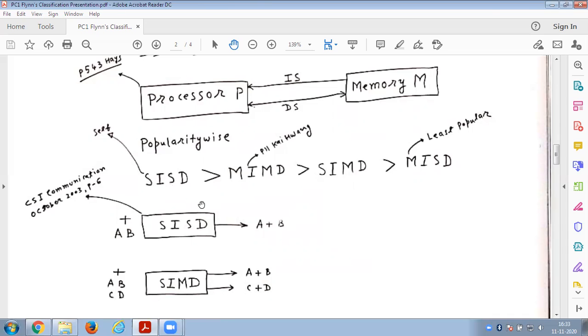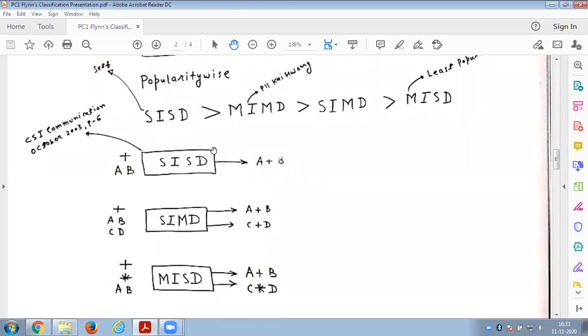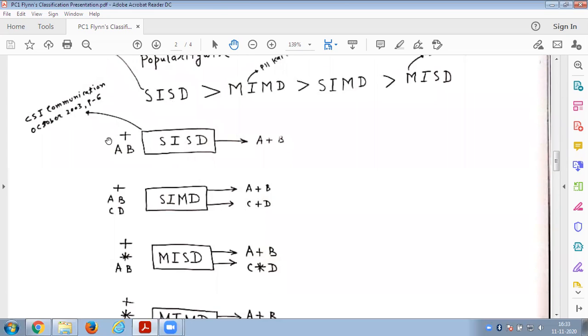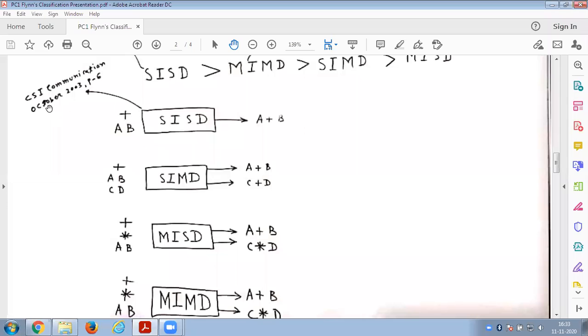Now I am going to explain the working of SISD, SIMD, MISD and MIMD in short. This is from the CSI Communications, Computer Society of India Communications magazine, October 2003.